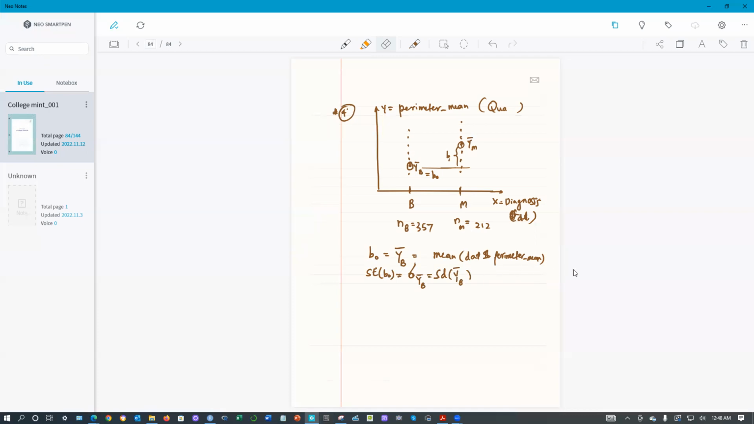This one, you read the mean of Y bar in B group, okay, benign. One standard deviation of both of that, then you go to perimeter mean. You're gonna check in M group like that. That's the idea.